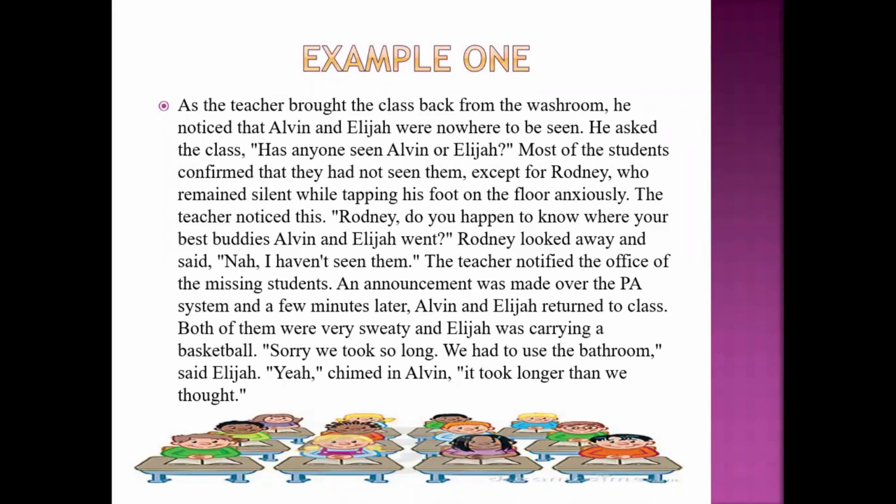If you said that they were playing basketball as one of the assumptions, then you are correct. How did you arrive at that assumption, or that conclusion? So let's look at some of the hints that help us to make a certain determination. 1, they were carrying a basketball. 2, they were very sweaty. 3, so that lets us know that they weren't using the restroom like they said they were doing.